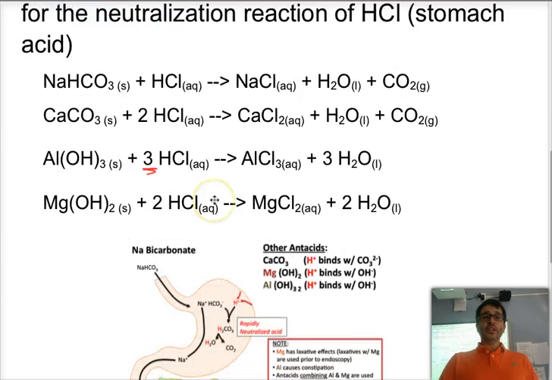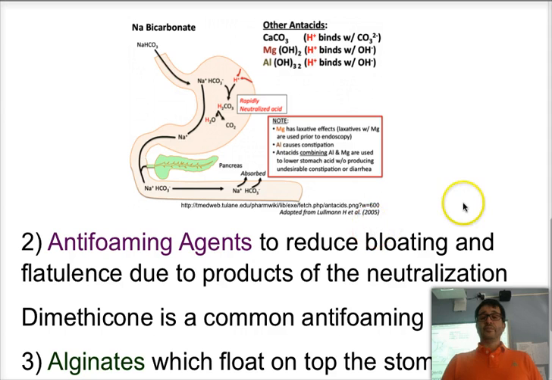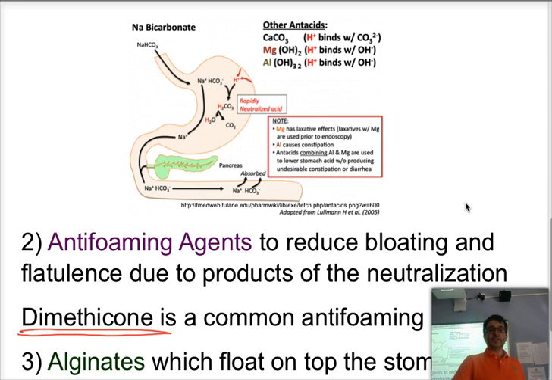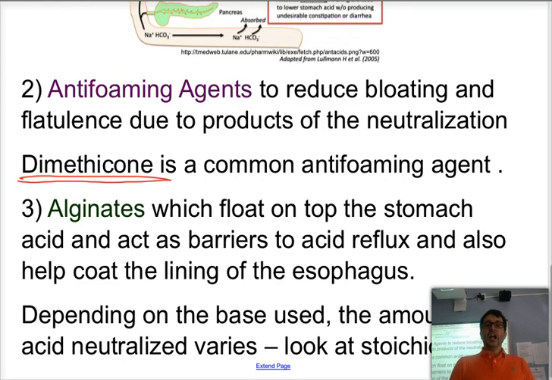A second component that you must have on the inside of your antacid is the antifoaming agents, in order to reduce bloating and flatulence, because sometimes the products of neutralization will have the formation of gas, and so you want to minimize that. Dimethicone, all right, is an important substance that you need to know. It is your most common and very efficient antifoaming agent in your antacid.